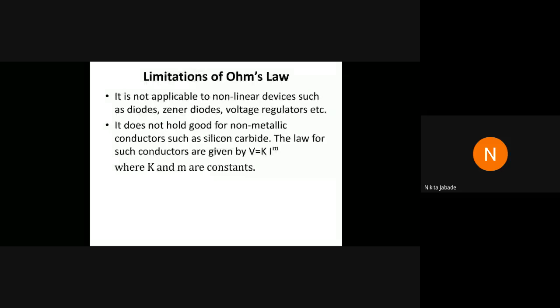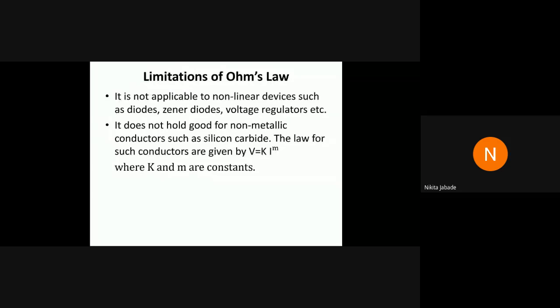They are not applicable to non-linear devices such as diodes, Zener diodes, voltage regulators, etc. And also it does not hold good for non-metallic conductors such as silicon carbide. The law for such conductors is different, and that is given by V equals k into I to the power m, where k and m are constants.